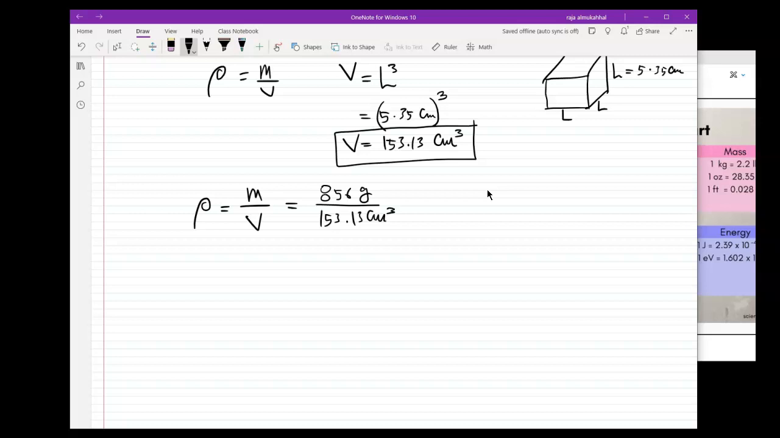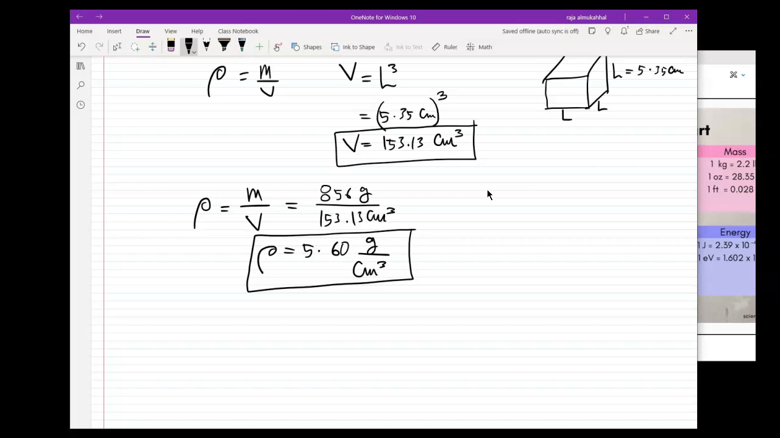If I did it correctly, it is 5.6, sorry. That's 5.6, what? Grams per centimeter cubed. And there we go. I have found the density is equal to 5.6. Let me just say 5.60, okay?